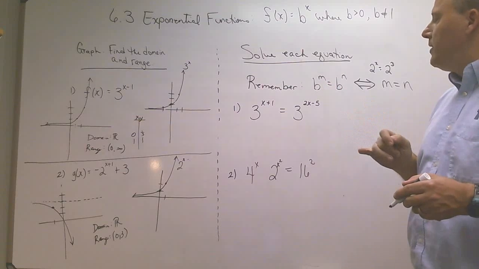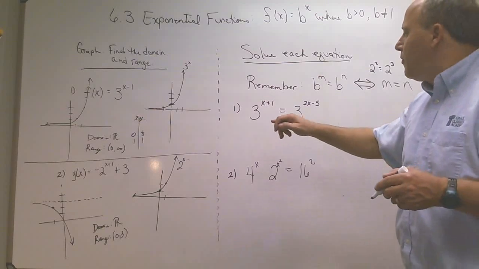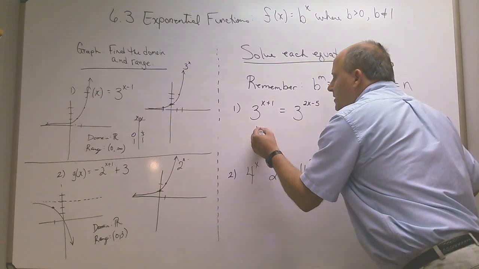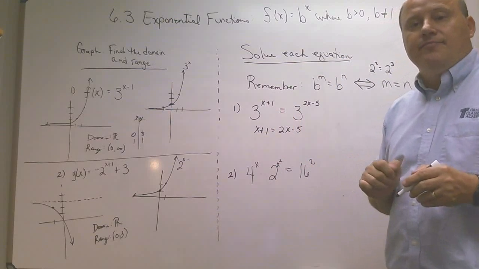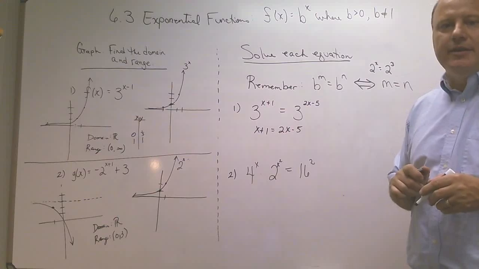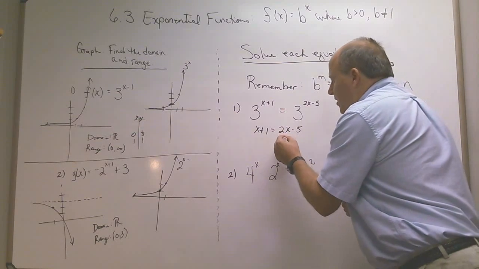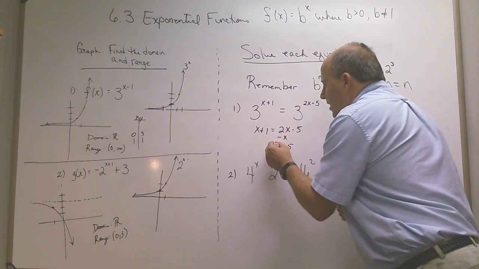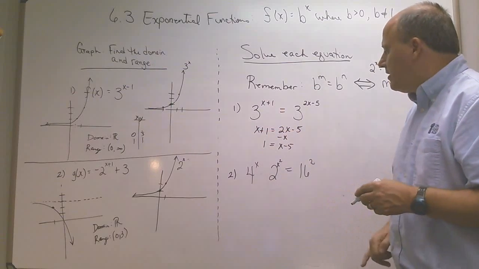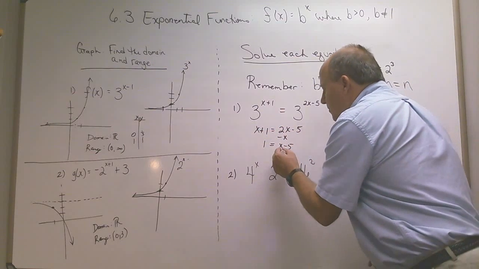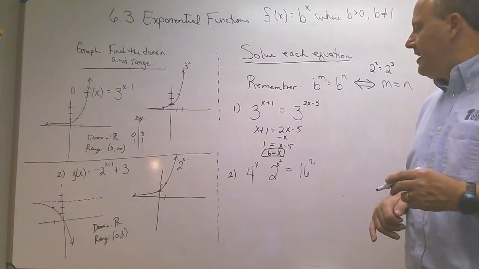If 3 to the x plus 1 equals 3 to the 2x minus 5, the bases are the same. So therefore, you can just set the exponents equal to each other. And once you do that, you just solve for x normally. And this normally is easy because you just isolate the x. So subtract x over here, so you get x minus 5 equals 1. And then add this 5 over here, so 5 plus 1 is 6. So x equals 6. So that solves this equation.